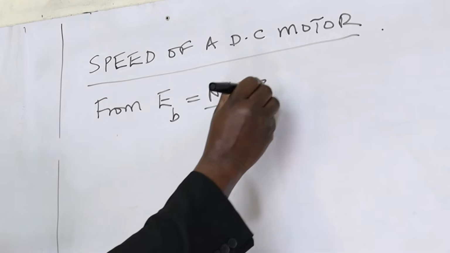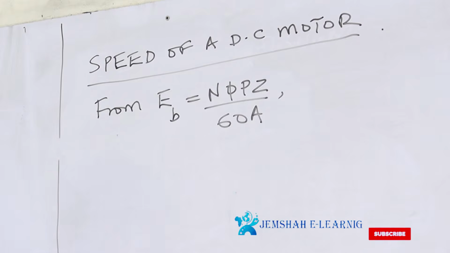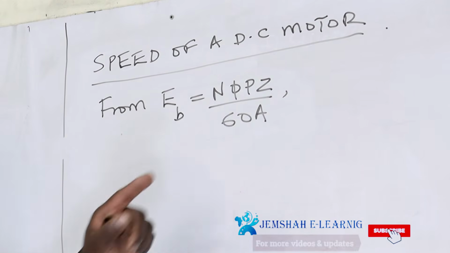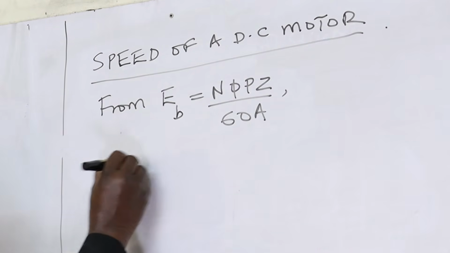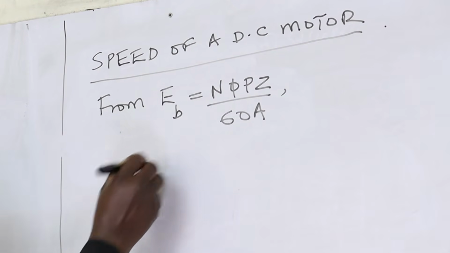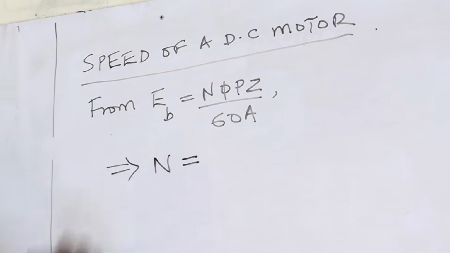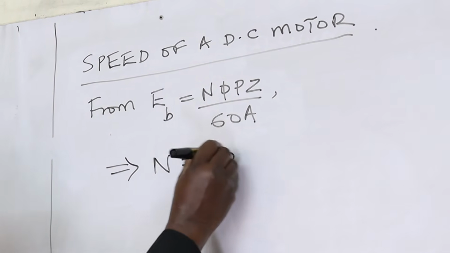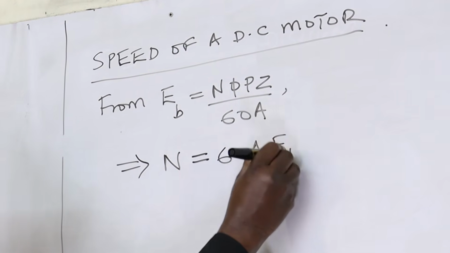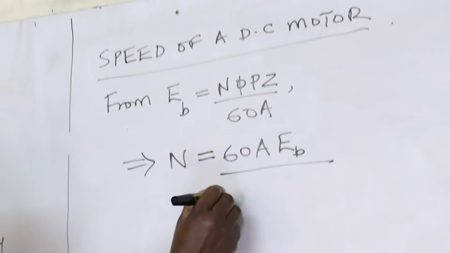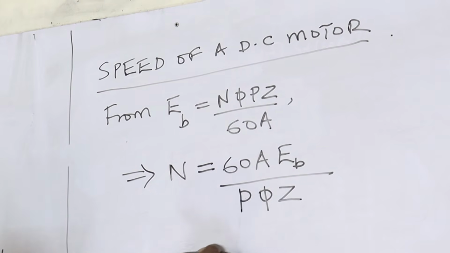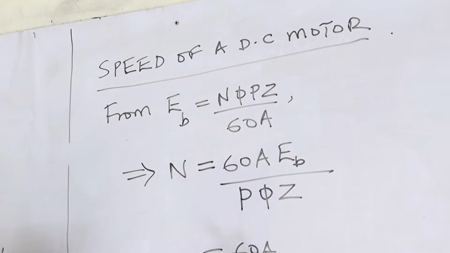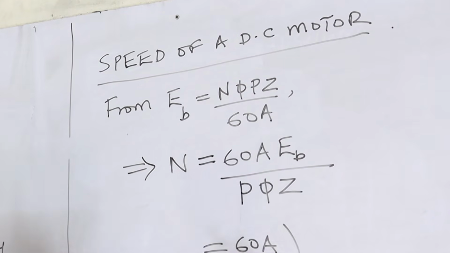From this, we can make N the subject because N is the speed of the motor. So this implies N is equal to 60A multiplying EB all over P phi Z. 60A all over PZ, the whole of this is a constant.